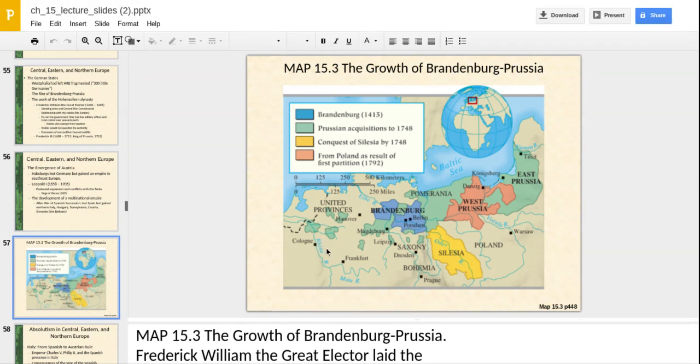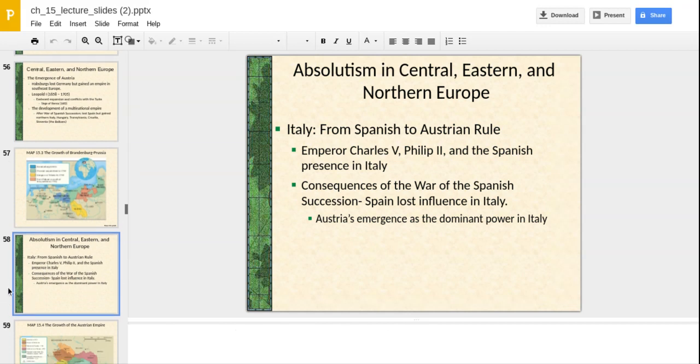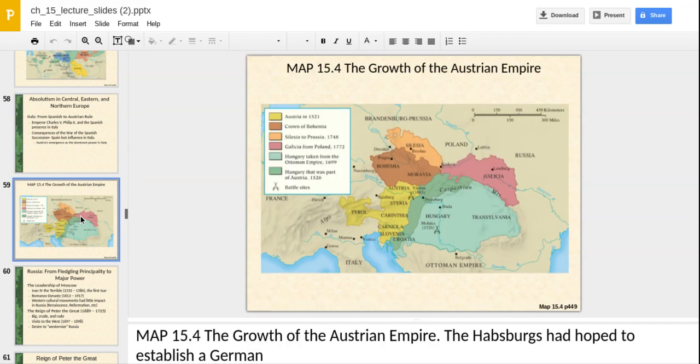So here you can see what was the Roman Empire, and now it's breaking up. Here's Brandenburg. Different areas of Germany, Prussia, West and East Prussia here. You get a Spanish presence in Italy, but one of the consequences of the War of Spanish Succession was that they would lose influence in Italy, and Austria would basically take their place and emerge as the dominant power in Italy. So as you can see, Italy gets controlled by different groups, whether it be the French or the Spanish, or in this case, the Austrians. Here's Italy here.